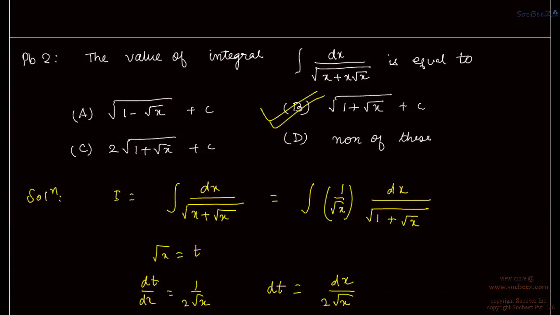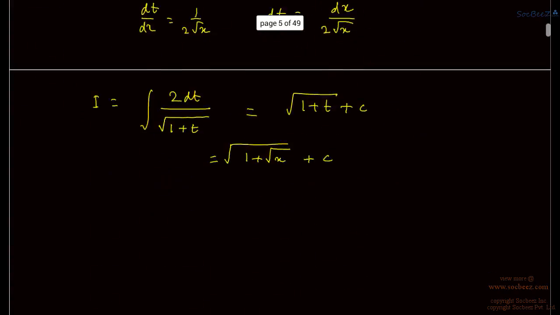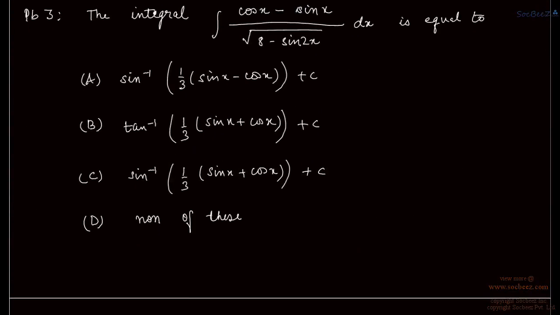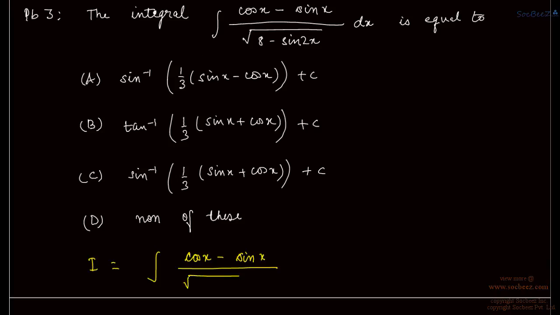Okay. Now moving to the third question. The integral of cos x minus sin x upon root under 8 minus sin 2x dx is equal to. So we have the integral I is equal to cos x minus sin x upon root under 8 minus sin 2x dx.